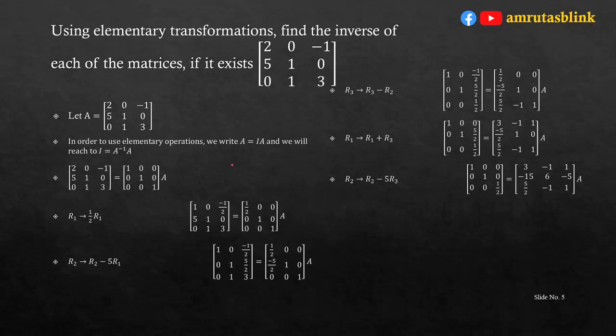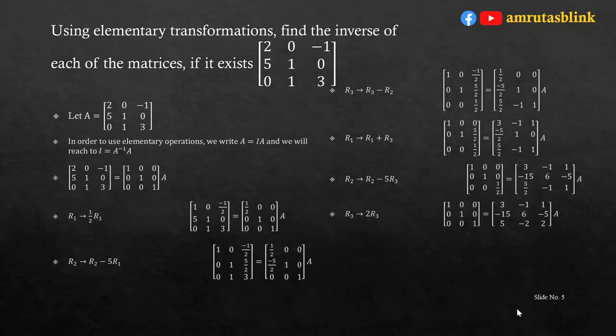Now minus 5 by 2 minus 5 into 5 by 2 will become minus 15. 1 minus 5 into minus 1 will become 1 plus 5, that is 6, and 0 minus 1 into 5 is equal to minus 5, and third row as it is, that is 5 by 2, minus 1 and 1.